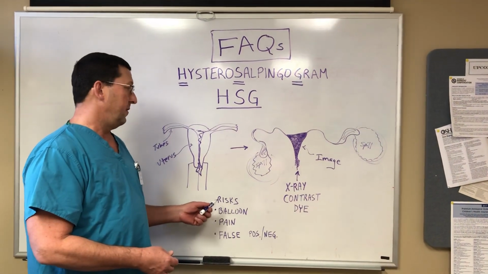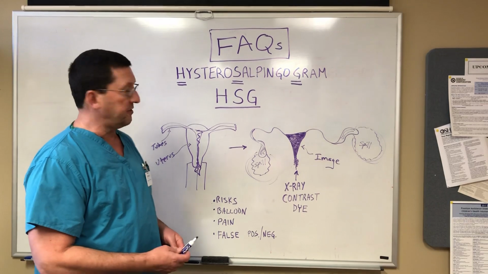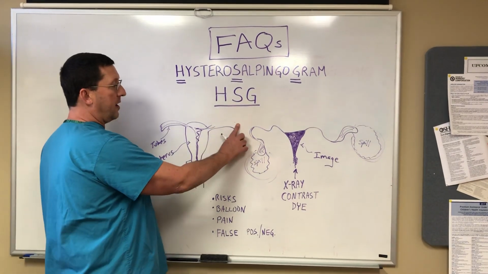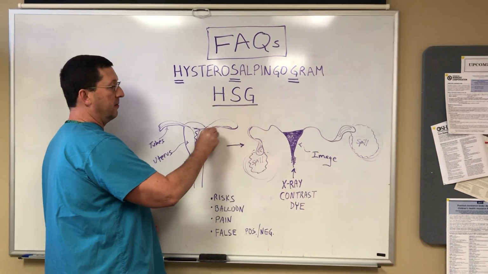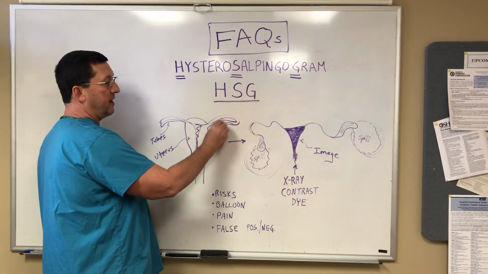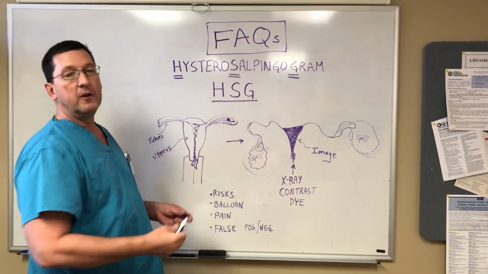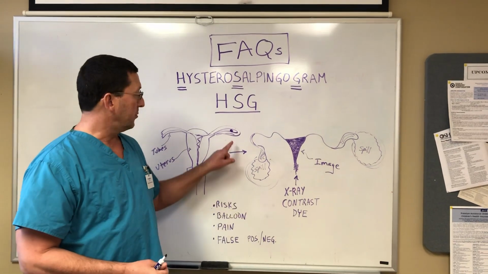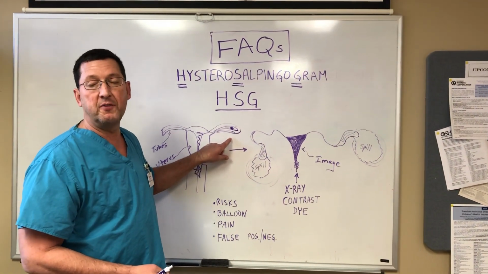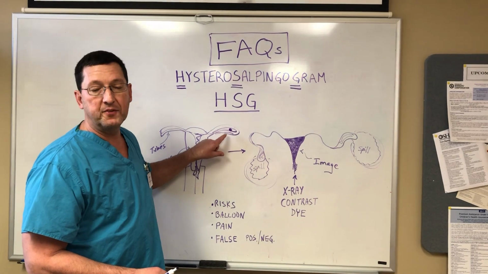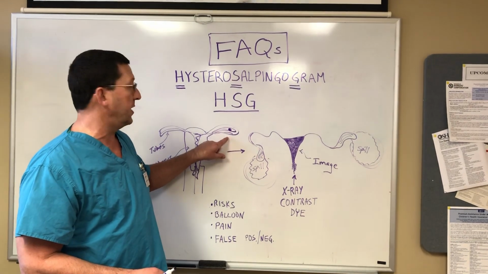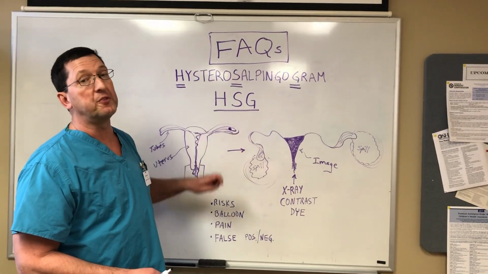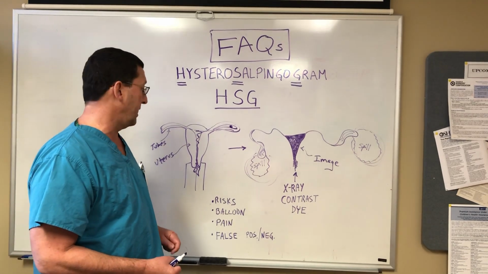Now, this study does have a slight amount of risk. If the tubes are blocked at the end, and you've got what we call hydros, if the dye goes up here and gets stuck, you can end up with an abscess. That can be life-threatening. So we like to make sure the risk of this is low. If a woman has suspicion of tubal damage or hydros, we do not like to do this procedure. I have seen complications when this is done.